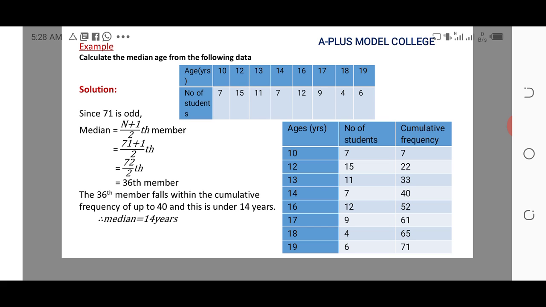So that means 33 plus 7, we have that one to be 4. So the 36th member will be 4, because the 33rd member is under 13. That's when 30 stops. So the 35th, 36th, all the 36th member falls under 14, which has the frequency of 7. So that's why we say the 36th member is 14 years, and the median is 14 years.